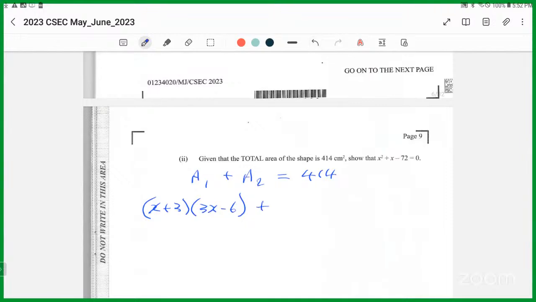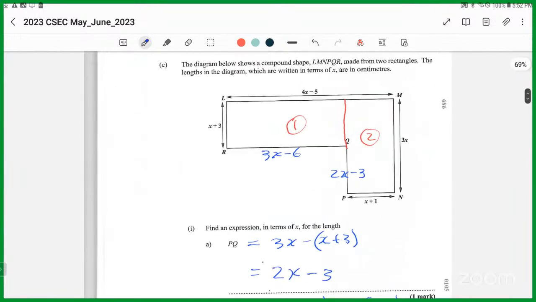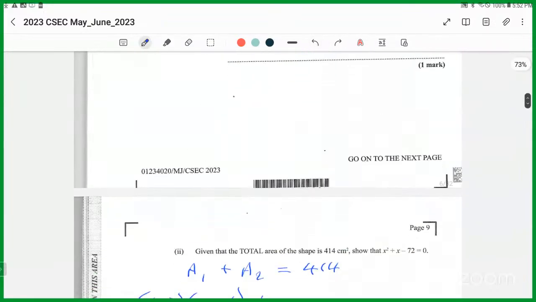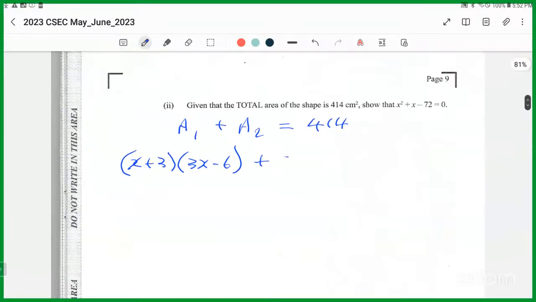Plus area 2 over here. This length is the overall length times this width, which is x plus 1. So it becomes 3x times x plus 1. That's area 1 plus area 2, and they tell us it is equal to 414. Expand that total and simplify it now, and we're going to end up with this. Let's expand this part first. First term times first term is 3x squared.